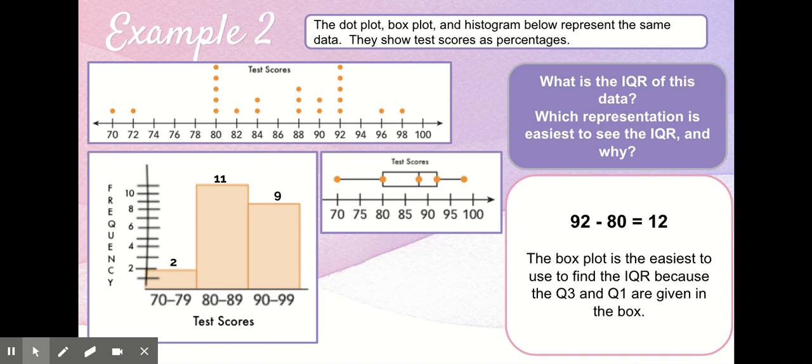The box plot is the easiest to use to find the IQR because Q3 and Q1 are given in the box. We know that 50% of the data lies between 80% and 92%. So 50% of my students scored between an 80% and 92%, a B to an A minus.